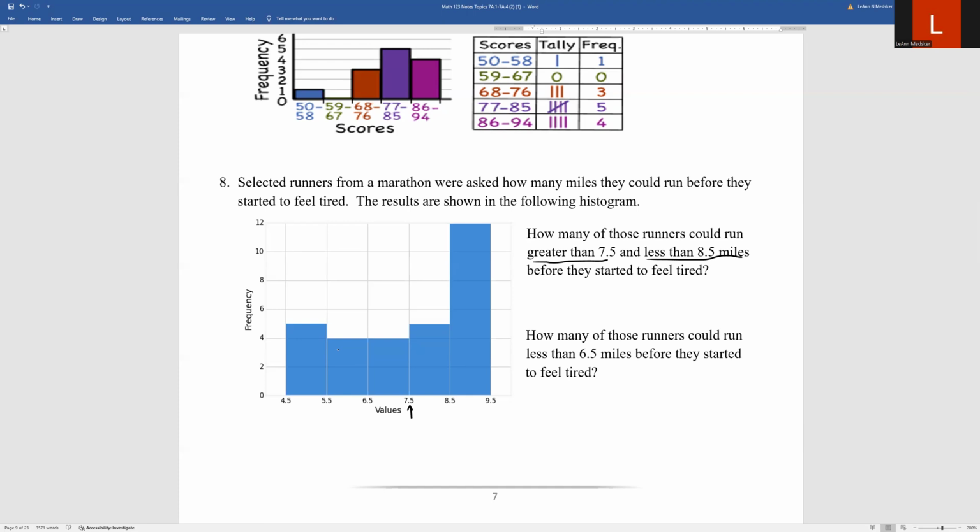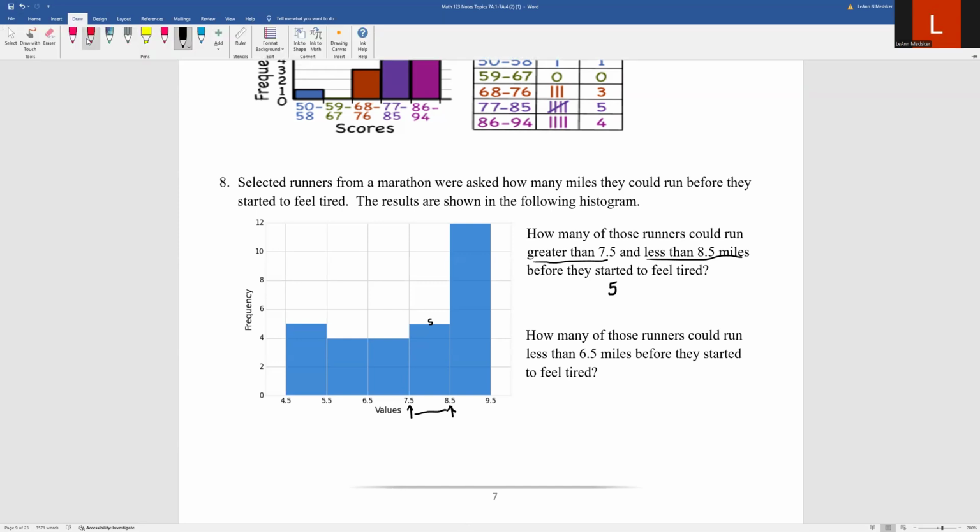So that's from here to here. And notice that's just one bar. So we just need to find the height of that bar, which is right here at 5. That represents how many of the runners said that they fall in this range. Okay. I feel tired between 7.5 to 8.5 miles. We look at the next one.